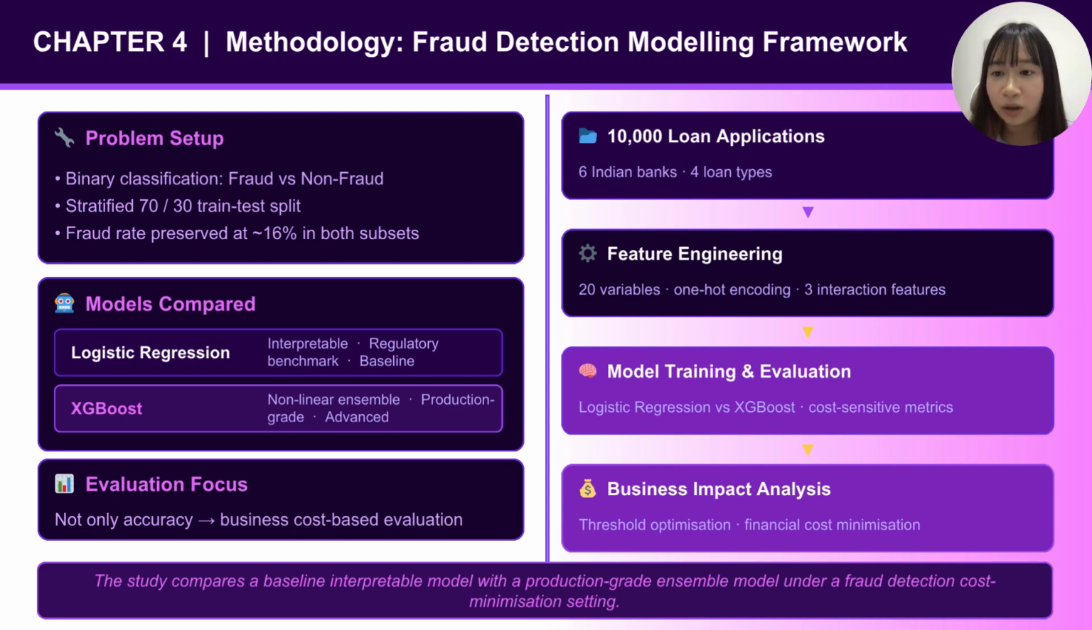The first one is logistic regression, think of it as a very simple and easy to explain model. Many banks and regulators like it because they can see exactly how it works. The second one is XGBoost, more powerful, better at picking out complicated fraud patterns. The key thing here is we didn't only ask which model is more accurate, we also asked which model saved the bank more money. So that is what drives everything in this chapter.